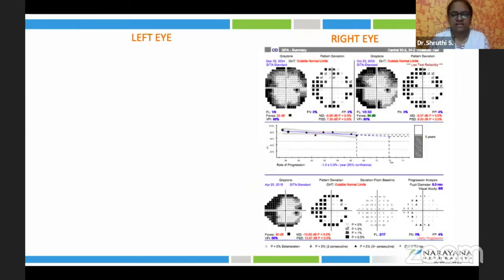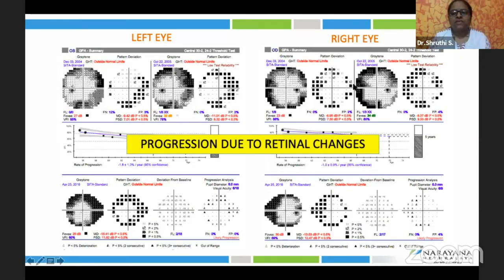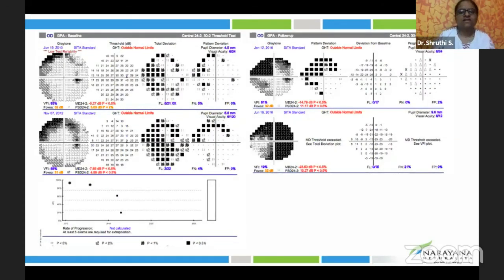So here is another example, where a patient with diabetic retinopathy is being followed up. We thought it was progression, but on clinical examination we saw that the severity of the diabetic retinopathy was changing, though the IOP and disc were stable. So we have to do a thorough fundus examination before coming to the conclusion of progression of glaucoma.